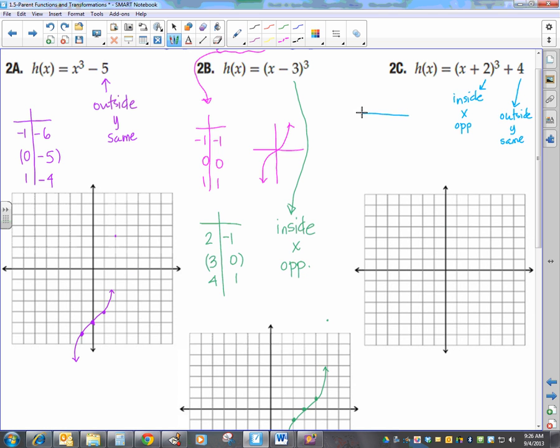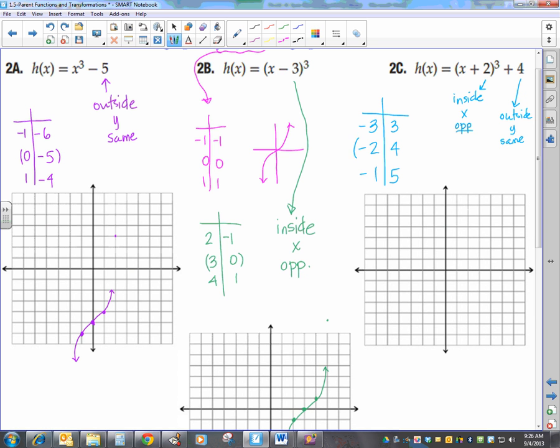So, on my key points, these are my key points, remember. What do I do to the x values? I do the opposite. So I'm going to subtract 2 from every x value. Negative 1 minus 2, 0 minus 2, and 1 minus 2. What do I do to every y value? I'm going to do the same thing, so I'm going to add 4. Negative 1 plus 4, 0 plus 4, and 1 plus 4.